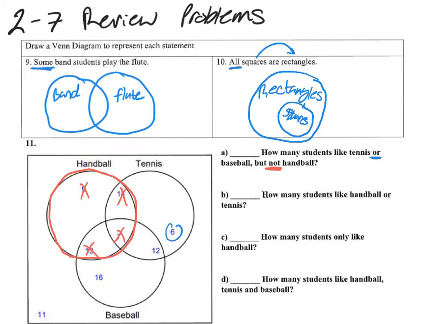So these people like tennis, so that works. These people like tennis and baseball. These people like just baseball. So if we're looking for this one, we're going to take those 6 people plus the 12 plus the 16. So we have a total of 34 people that fit this category.